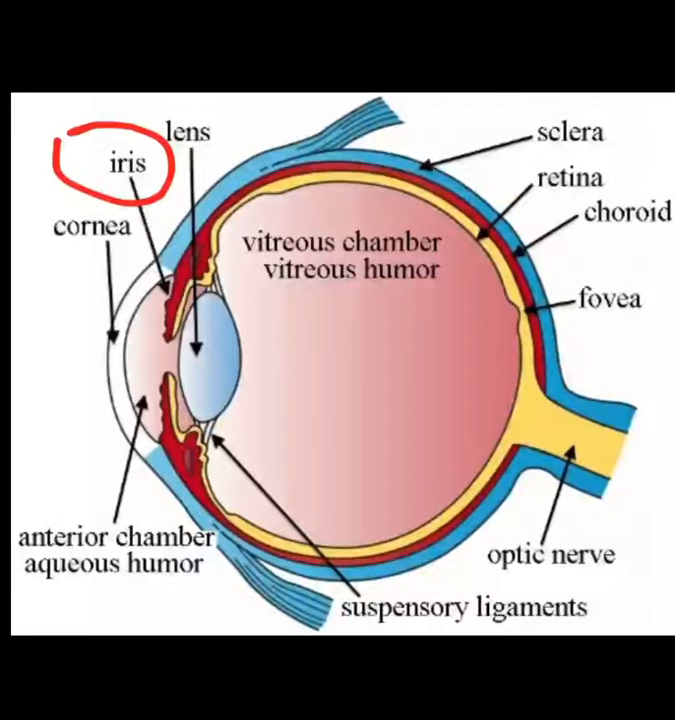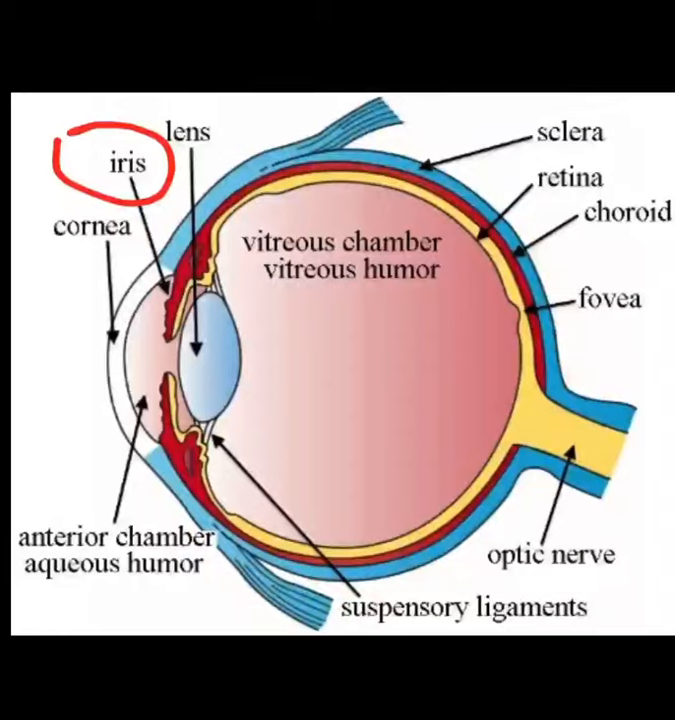The size of the pupil is again regulated by the iris only. So the function of the iris is to regulate the amount of light entering our eyes by adjusting the size of the pupil. Now how is the size of the pupil adjusted by the iris?